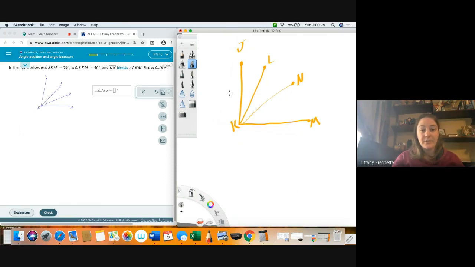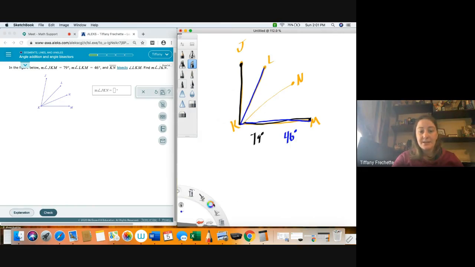All right, so the first bit of information they give us is the whole angle here is 79 degrees. So the whole thing is 79 degrees. And then they tell us, and we'll go in blue here, that LKM, so this portion here, is 46 degrees. And again, I'm just writing them out here in the different colors so we can see them, because if I write it in here, it's a little bit funny.